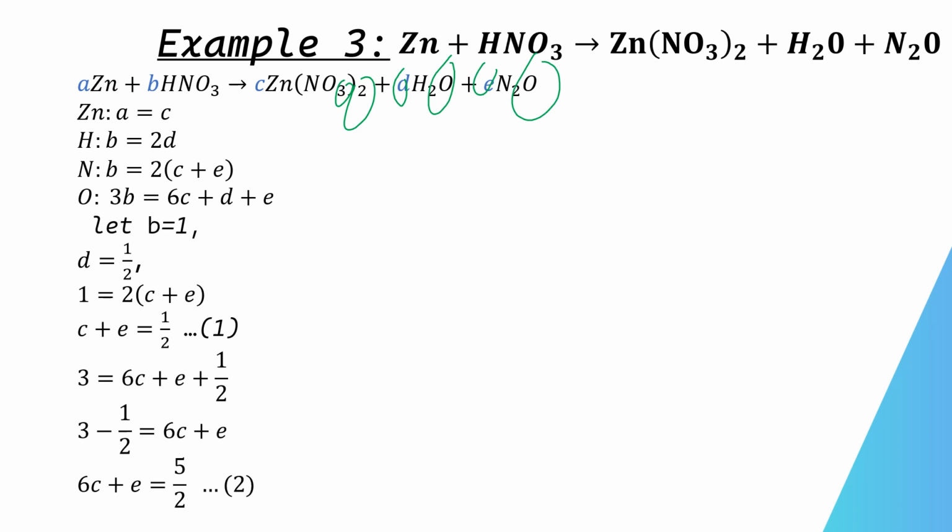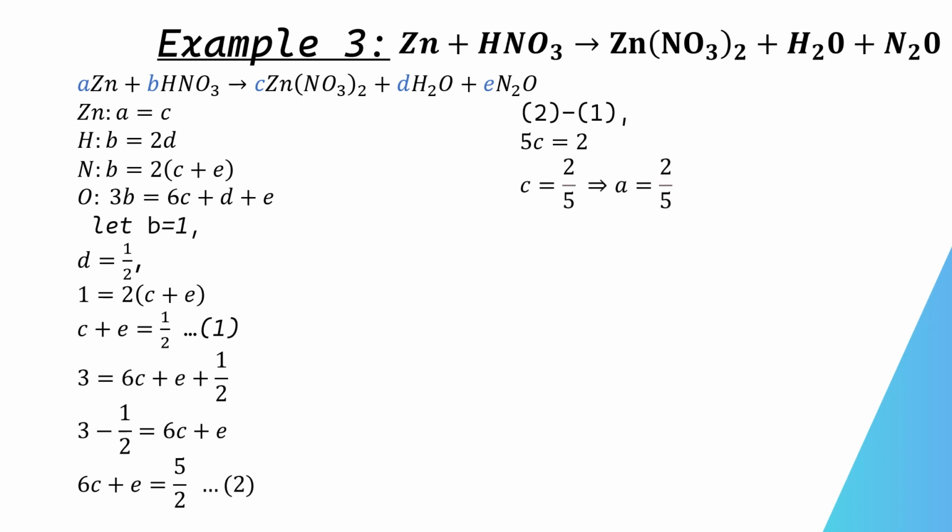Now what do we do? Apply simultaneous equations you learned in mathematics here. So we have equation 2 minus equation 1. That will be 6c minus c plus e minus e equals 5/2 minus 1/2. Good. So we have 5c equals 2, since 5/2 minus 1/2 gives us 2. Now, make c the subject and we get c to be equal to 2/5.